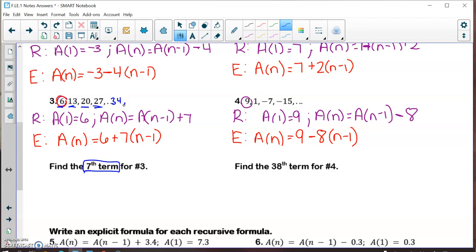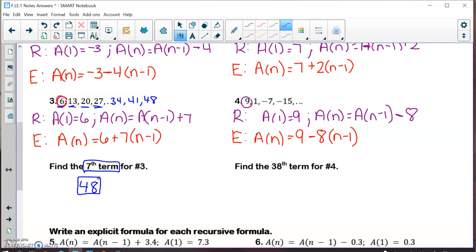To find my sixth term, I add 7 onto that, which would be 41. To find my seventh term, I add 7 onto that, which would be 48. So the seventh term of the sequence for number 3 is 48, and we found that using the recursive formula.